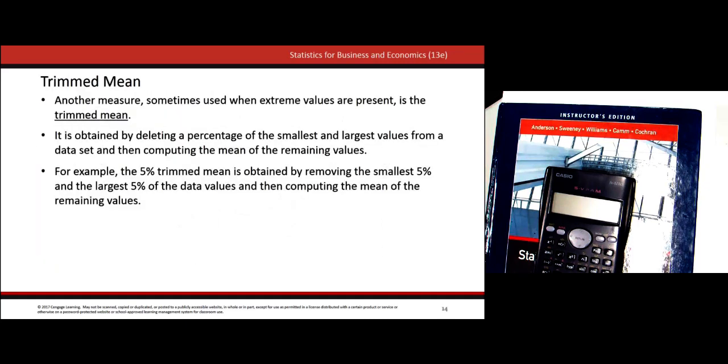So the trimmed mean is a compromise between the median and the mean, somewhere in between. To calculate the mean, you include all observations, but for the median, you eliminate everything, just get the middle one, or the average of the middle two. So trimmed mean is somewhere in between.